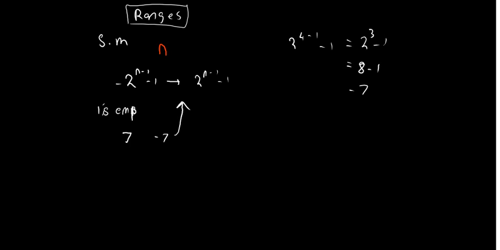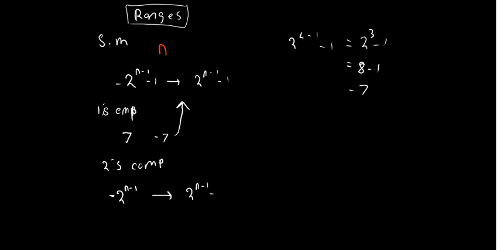But then we have our 2's complement. Now, when it comes to 2's complement, our range is rather similar. But what we're going to have is the negative number there. We're going to have negative 2 to the power n minus 1, all the way up to 2 to the power n minus 1, minus 1.